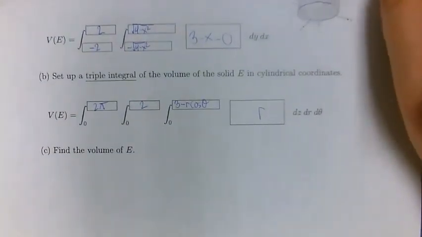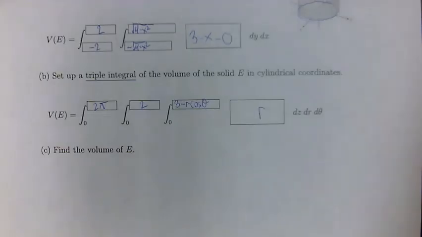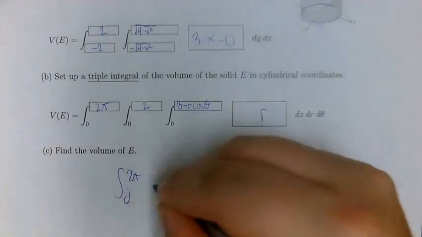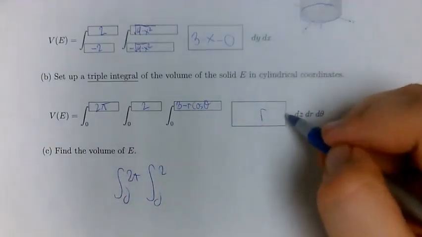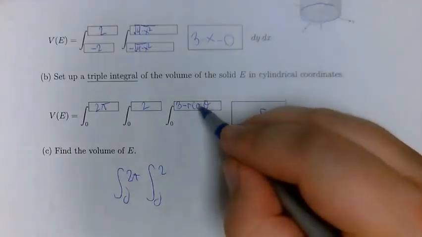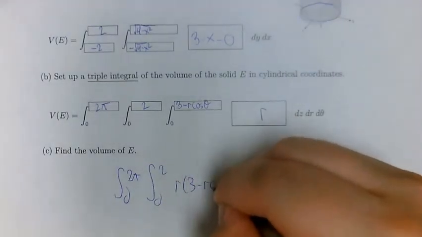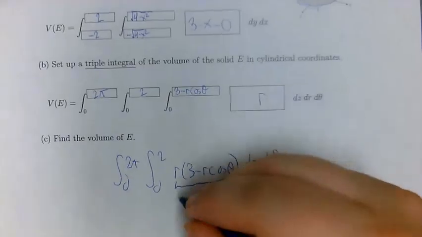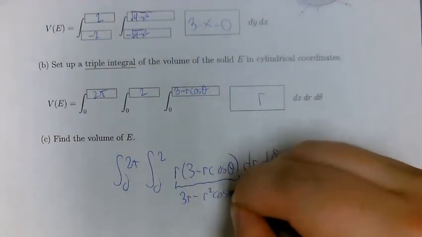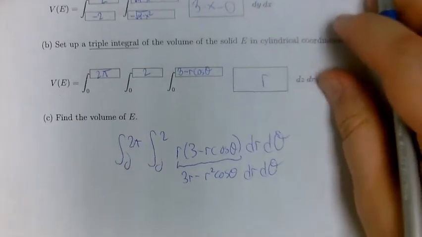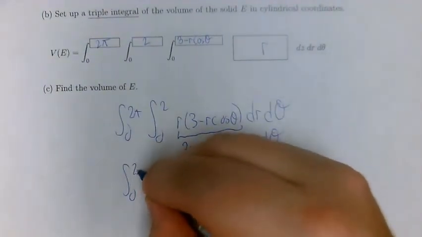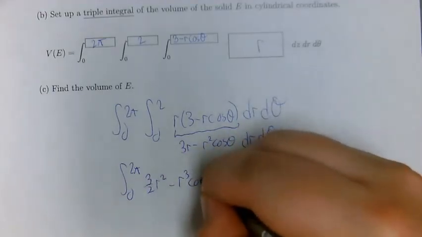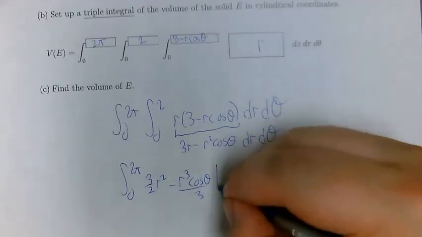Finally, we need to actually compute this integral one way or another and do the volume here. All right, so let's see. I'm going to do the first part of this integral, and I'm going to get rz if I integrate this with respect to z. And then I stick this in place of the z, and I get this right here. So if I multiply this out, I have 3r minus r squared cosine of theta. Now if I integrate this with respect to r, let's see, I'm going to get 3 halves r squared minus r cubed cosine of theta over 3 from 0 to 2.